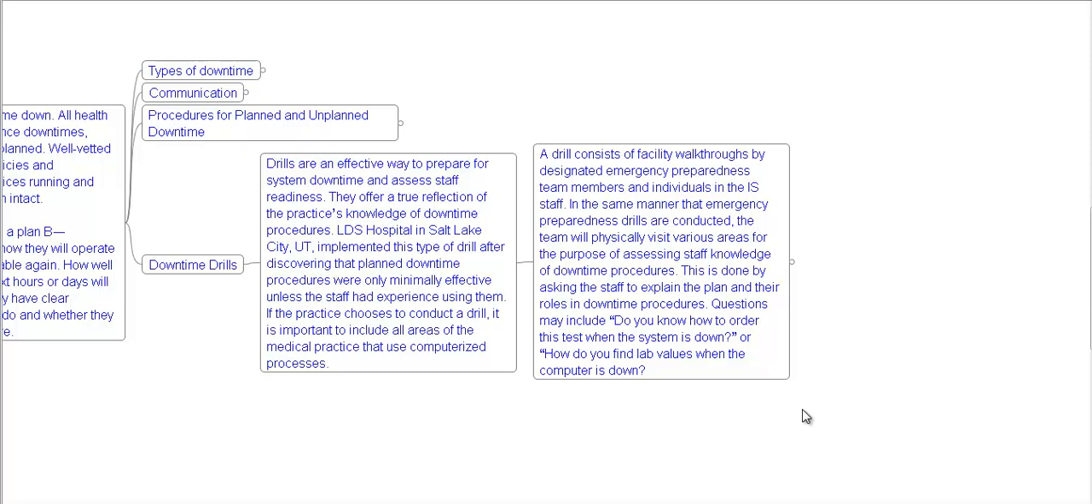In the same manner that emergency preparedness drills are conducted, the team will physically visit various areas for the purpose of assessing staff knowledge of downtime procedure. This is done by asking the staff to explain the plan and their role in downtime procedure. Questions may include, do you know how to order this test when the system is down, or how do you find lab values when the computer is down?